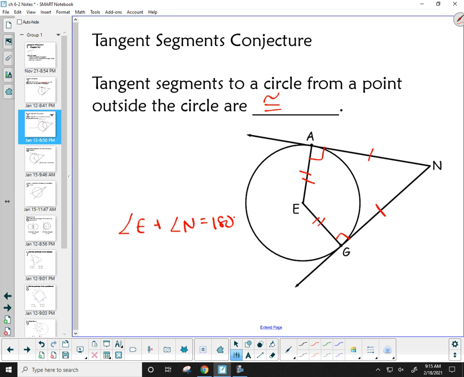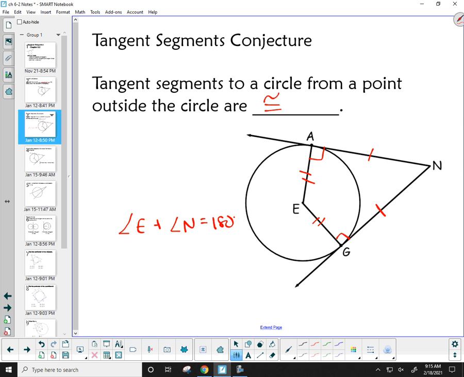Because we have to force A and G to be right angles, because they're radii going to the points of tangency, that means E and N are going to be supplementary as well. Just keep that in the back of your head for a second.